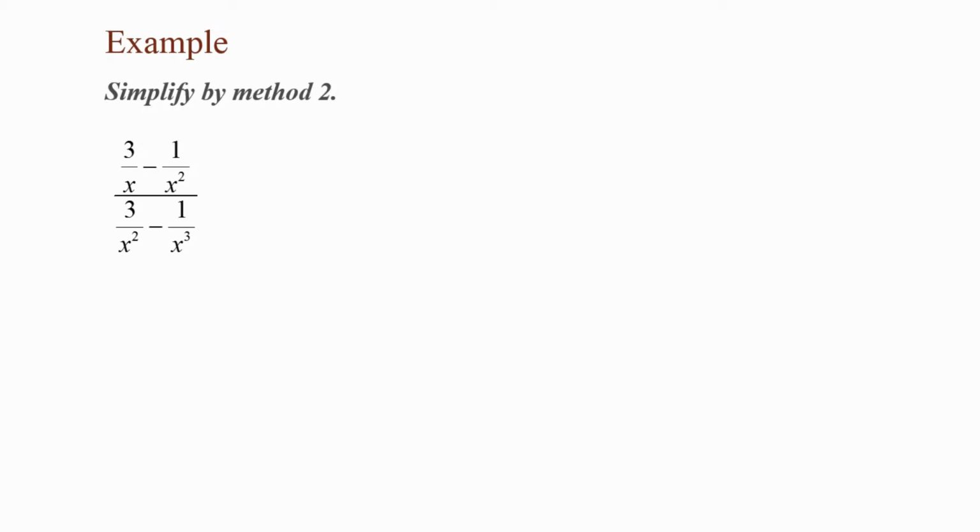In this example, simplify by method 2. 3 over x minus 1 over x squared divided by 3 over x squared minus 1 over x to the third. In this problem, we have 4 fractions within a fraction whose numerator is 3 over x minus 1 over x squared and whose denominator is 3 over x squared minus 1 over x cubed. Using method 2, we want to look at x, x squared, and x to the third. Then we want to multiply it by something that will cancel out all of those terms.